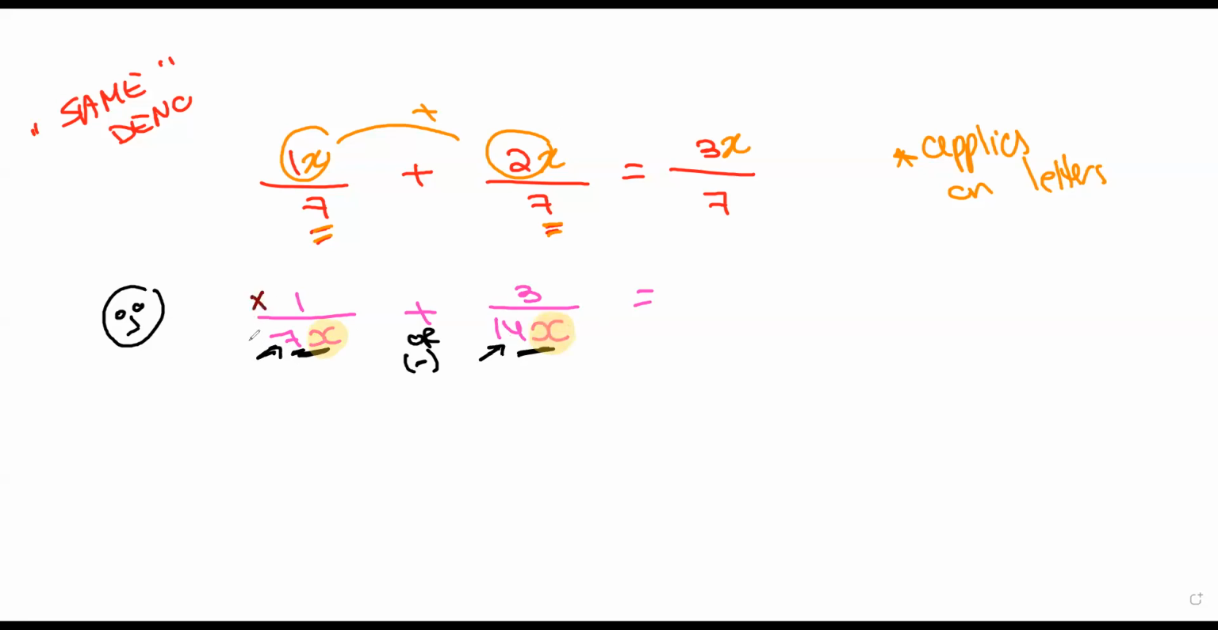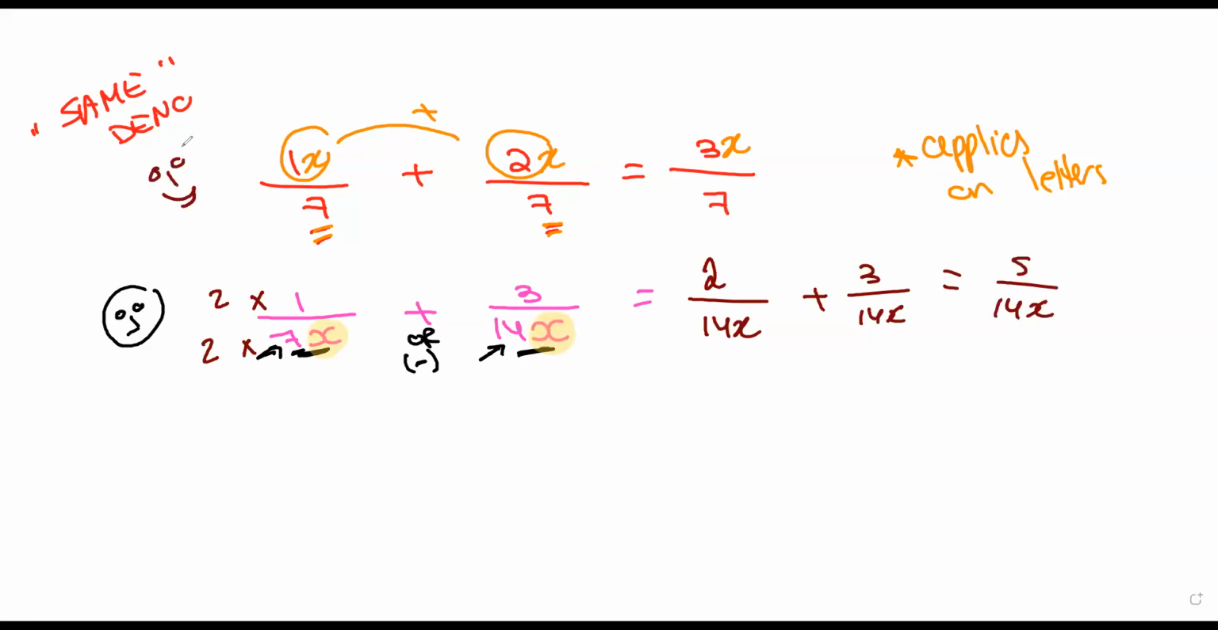And in this case, to have the same denominator, I will only multiply fraction number 1 by 2, ending up with 2 over 14x plus 3 over 14x. And of course, you add up and the denominator remains the same. So in the first case, we didn't have to change any of the denominators because they were already the same. In this case, I had to change one denominator only.